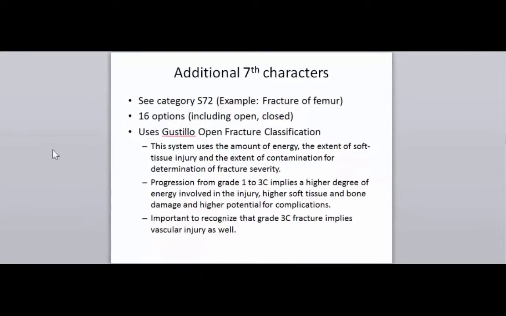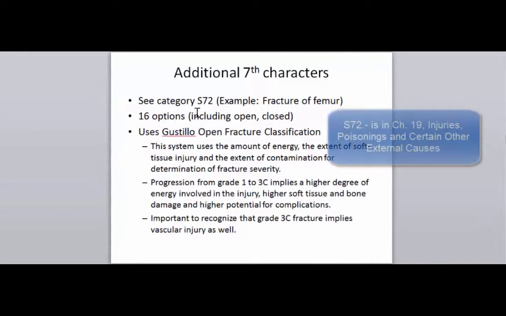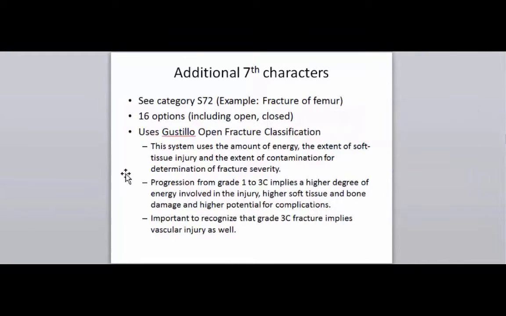I went through a few of these. I created the PowerPoint obviously before I recorded this, so I've already gone through some of these additional seventh characters. I'm not going to go through those again, but I did want you to see that some of the fractures, like S72, actually have 16 options, including whether the fracture is open or closed. So you really have to read all of those seventh character descriptions before you select your final code. The Gustilo open fracture classification we're going to look at on the next slide.